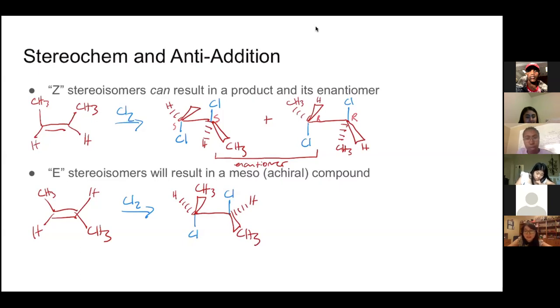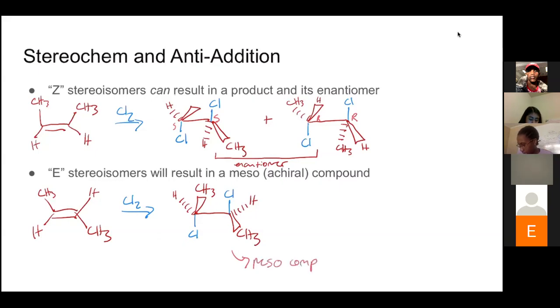Can anyone remember what a characteristic of meso compounds is? That would be willing to share? Plane of symmetry. Exactly. Thank you for sharing, Emma. So meso compounds have a plane of symmetry. And does anyone know where the plane of symmetry is in this molecule? Right down the middle carbon. Exactly. So I'll go ahead and draw that quickly in the interest of time.